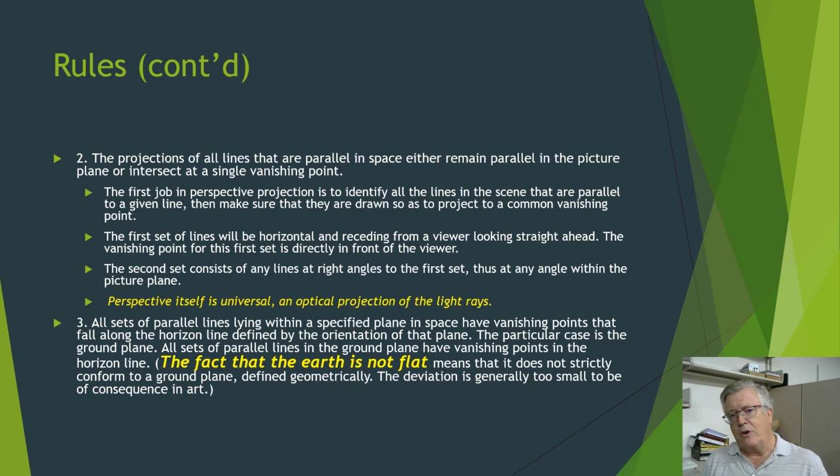So you're identifying all the lines in the scene that are parallel to a given line. The first set of lines will be horizontal and receding from the viewer looking straight ahead. The vanishing point for this set is directly in front of the viewer. The second set consists of any lines at right angles to the first set, thus any angle within the picture plane.